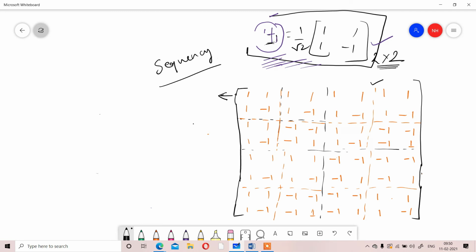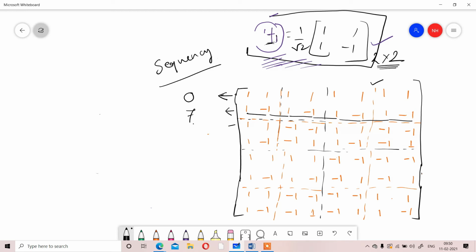For the first row, it never crosses zero even once, so 0, obviously 0. For the second, that is the first change, the second change, third change, fourth change, fifth change, sixth change, seventh change. So 7 changes are happening.